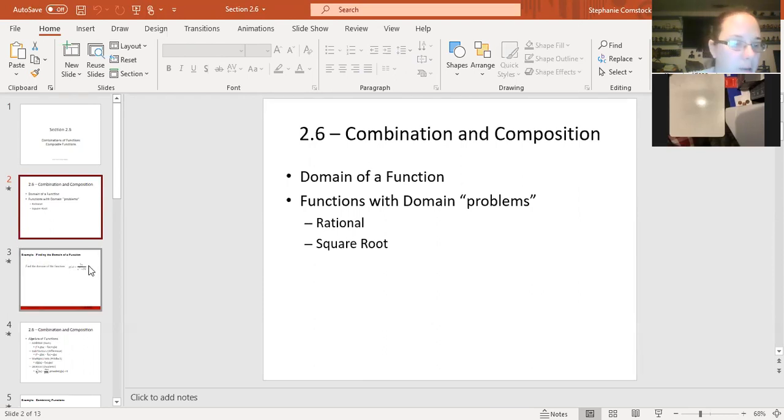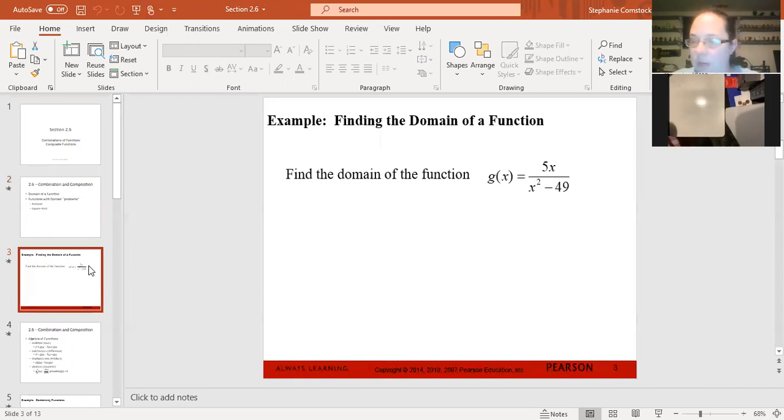So we're going to take a look at an example here. We've got 5x over x squared minus 49. I'm going to go ahead and transfer this over onto the whiteboard. I will make this whiteboard bigger in just a second so that you are able to see it. Give me just a second.